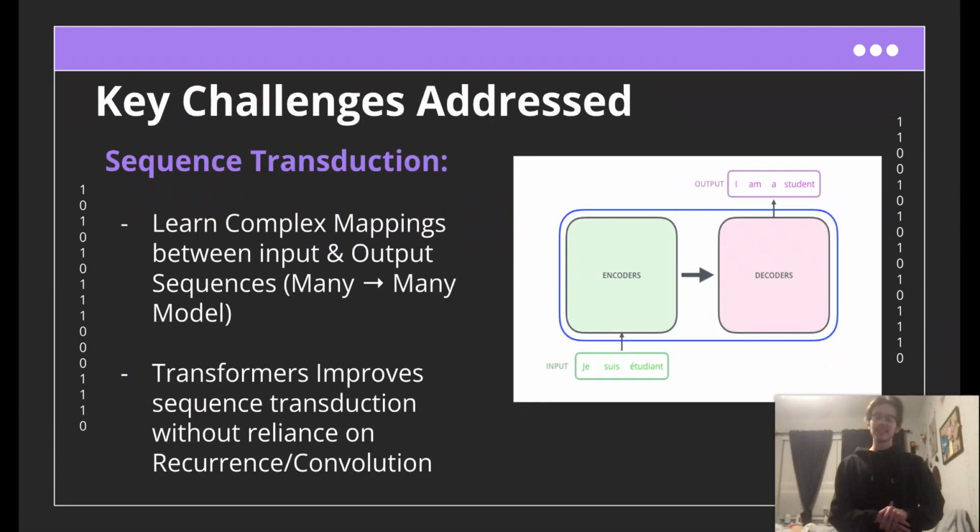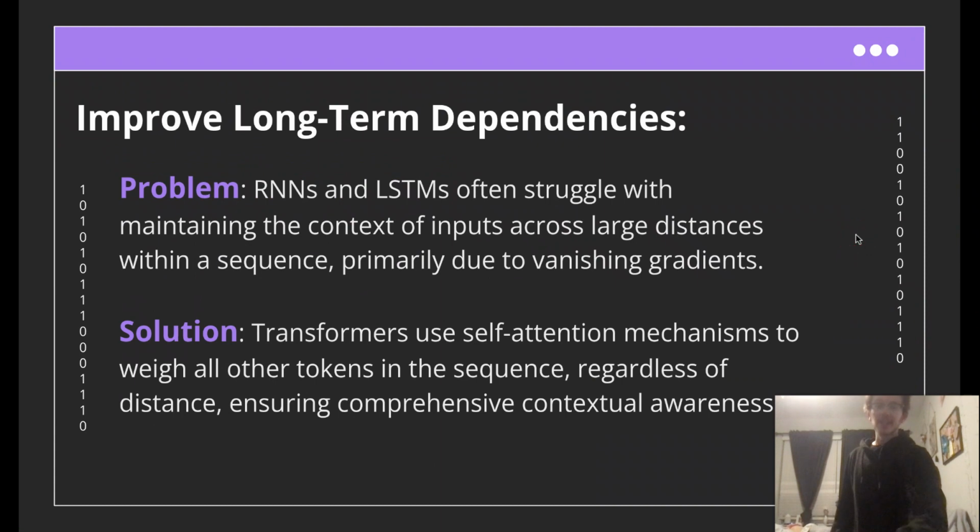The key challenge addressed in the paper was mostly sequence transduction problems, which you could think of as translation problems, as if you want to go from one language to the other. It's many to many, and transformers improved on translation tasks and general sequence transduction without the reliance on recurrence or convolutional operations, which was the standard before Attention is All You Need was published. It also improved upon context awareness and long-term dependencies.